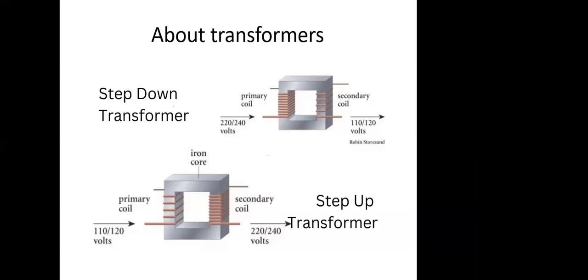Okay. According to what I see, if the number of turns in the secondary coil are more than those in the primary coil, then it's a step-up transformer. If it's vice versa, and the number of turns in the secondary coil is less than that in the primary coil, then it's a step-down transformer. And then the step-up transformer increases the value of alternating voltage, while the step-down transformer decreases the value of alternating voltage. Okay, thank you so much.